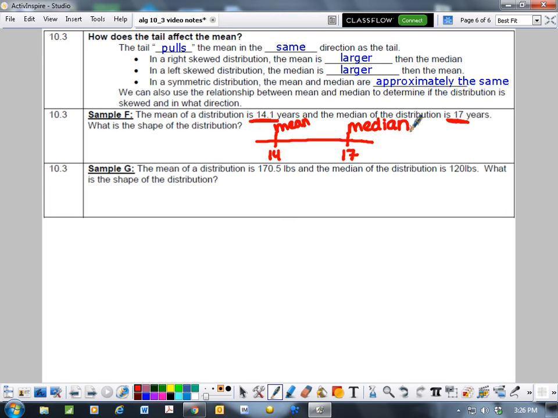We know that the tail pulls our mean. So that means our tail is going to be over here, and the bulk of our data is going to be somewhere in between them. And so what that means is that because my mean is farther away from my median, they're not the same, my tail is pulling it in this direction on the left-hand side, so this is a left skewed distribution.